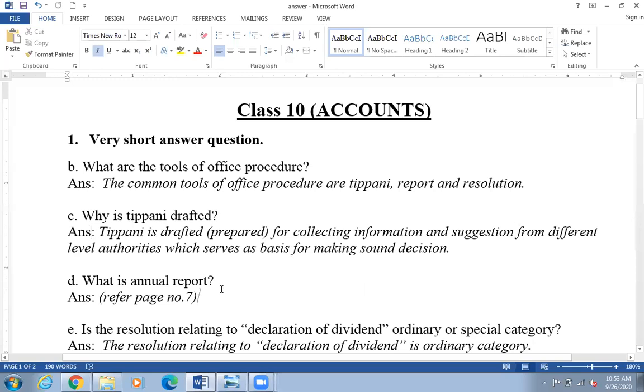Next one is, what is annual report? We have already underlined that word. Types of report, you can see in page number 7. At the last of page 7 you can see number 5, annual report. You can write down what is annual report from those underlined words. So refer to page number 7 and see the bottom line. Everything is underlined over there, so you just need to write down the underlined words. Is that okay? Okay, so next one.